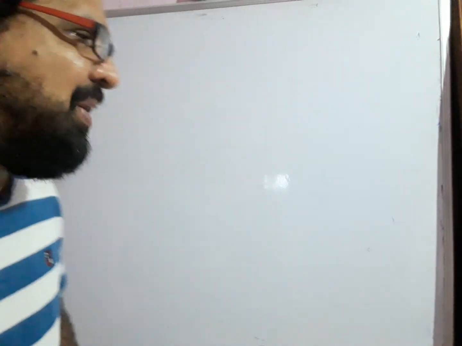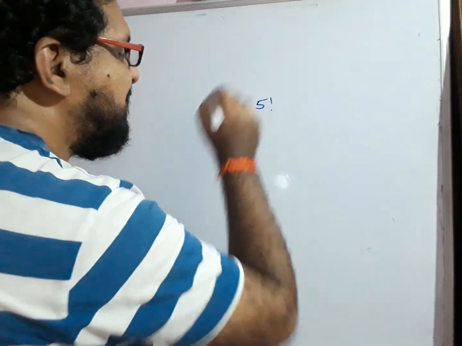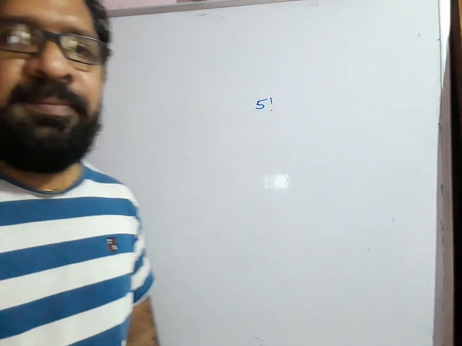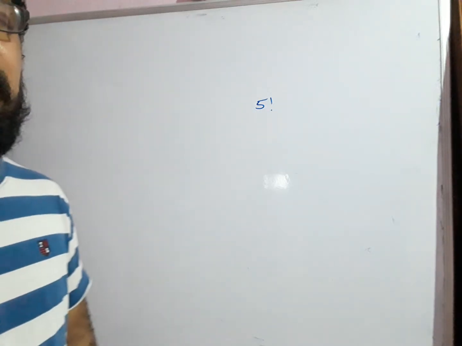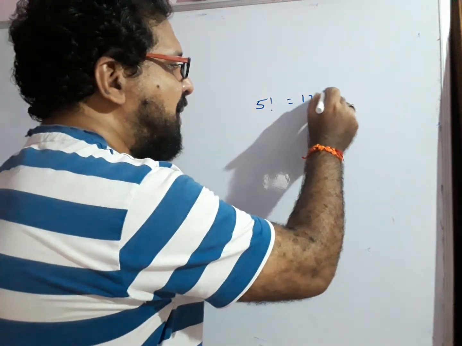So today we are going to discuss the application of step functions. Suppose there is 5 factorial. For example, 5 factorial. In this 5 factorial, how many zeros will there be? The number of zeros in 5 factorial: easily we can say the value of 5 factorial is equal to 120. So there is only one zero.